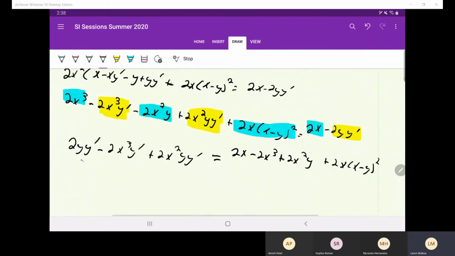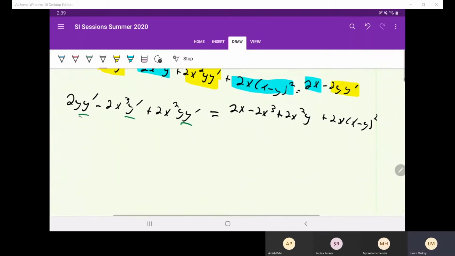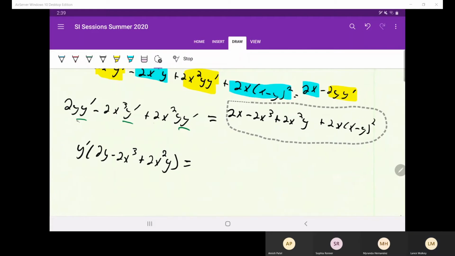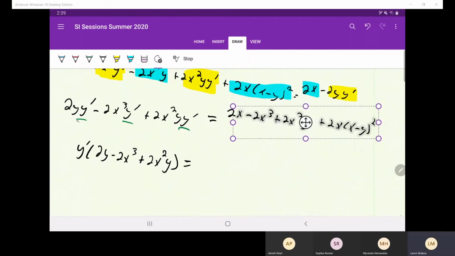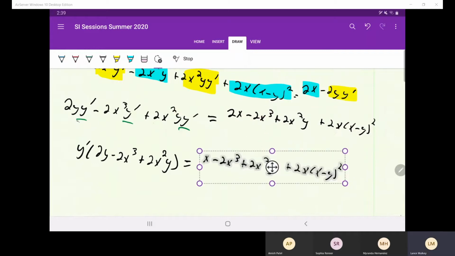All right, that's just me moving everything to the proper sides. Now we have a common factor right here, and we want that on the same side anyway. If you have any questions, please don't hesitate to ask. You have y prime times 2y minus 2x cubed plus 2x squared y equals all this right here. Yes, I'm lazy.